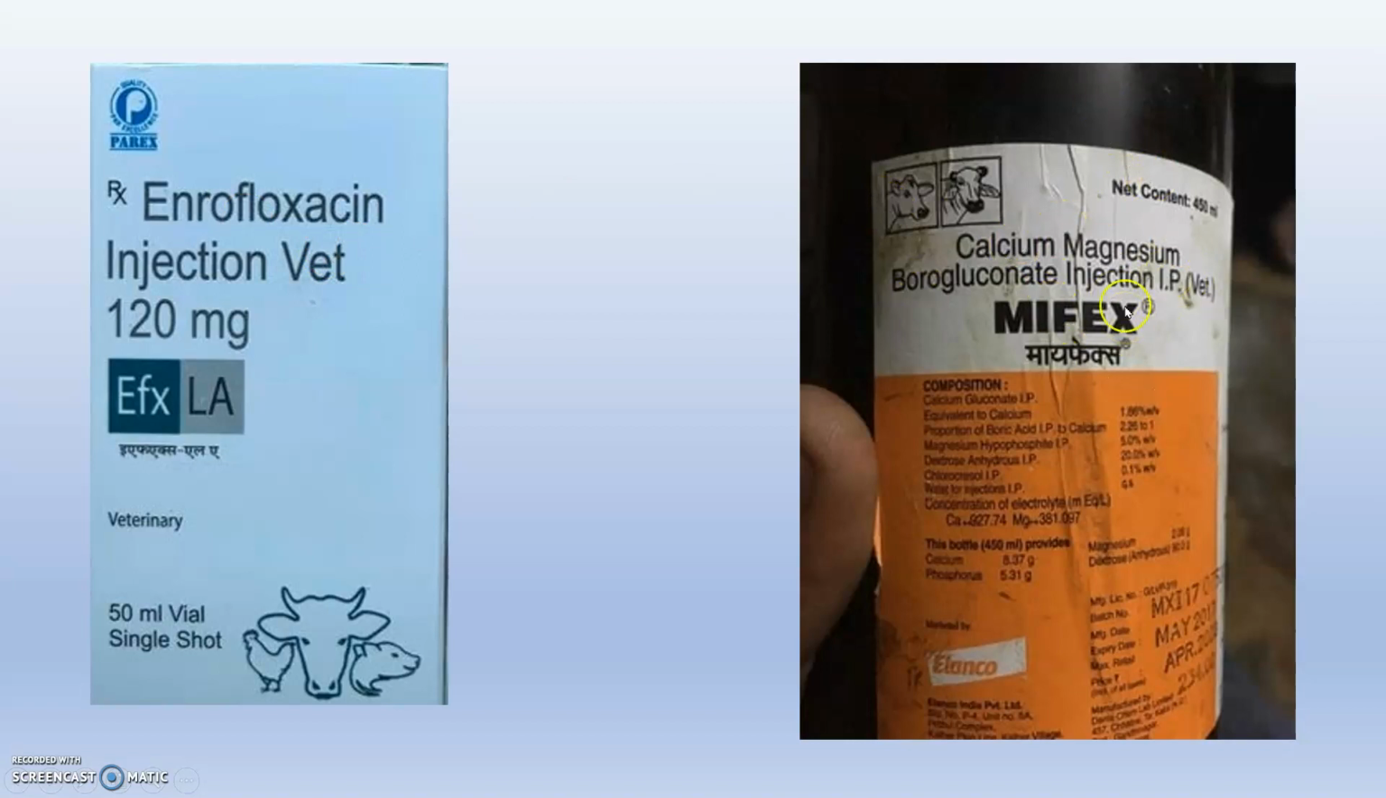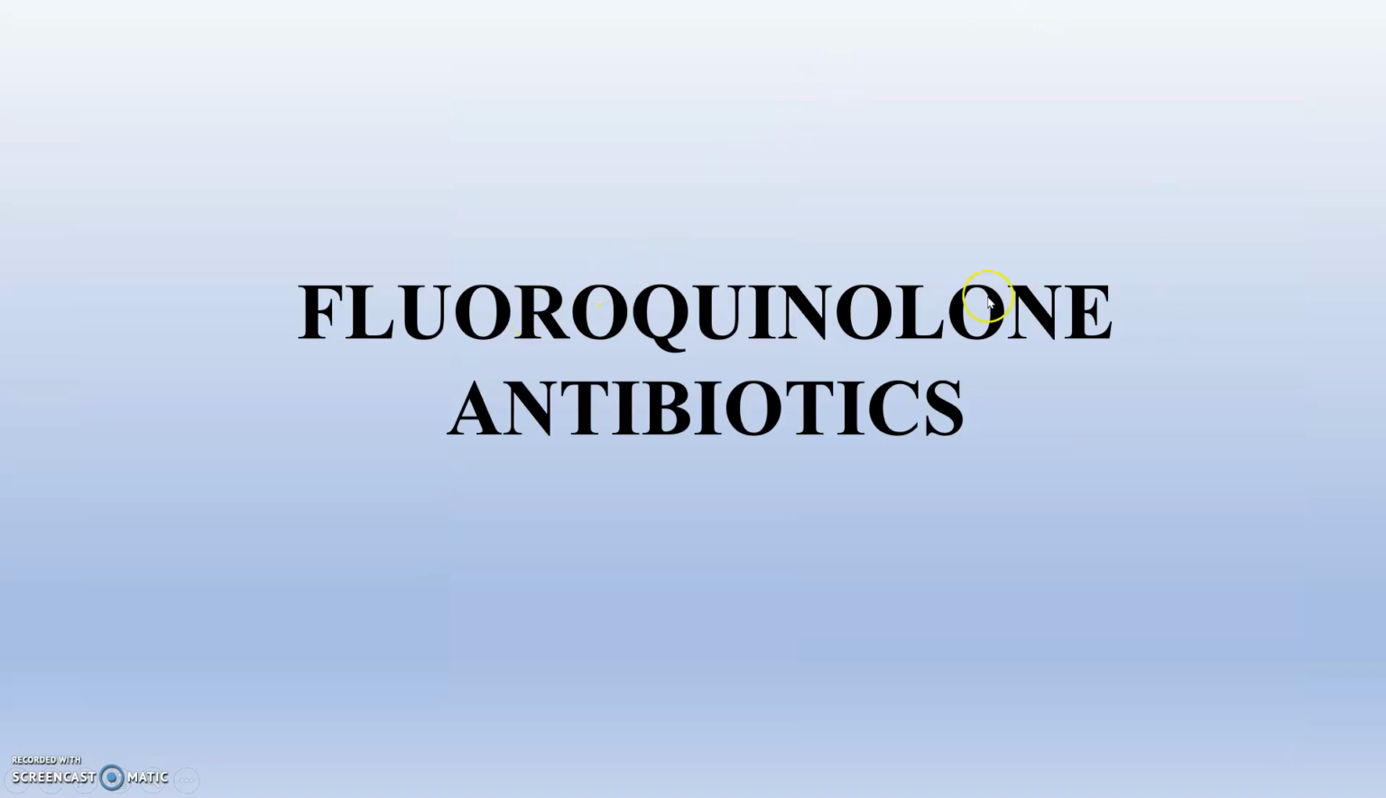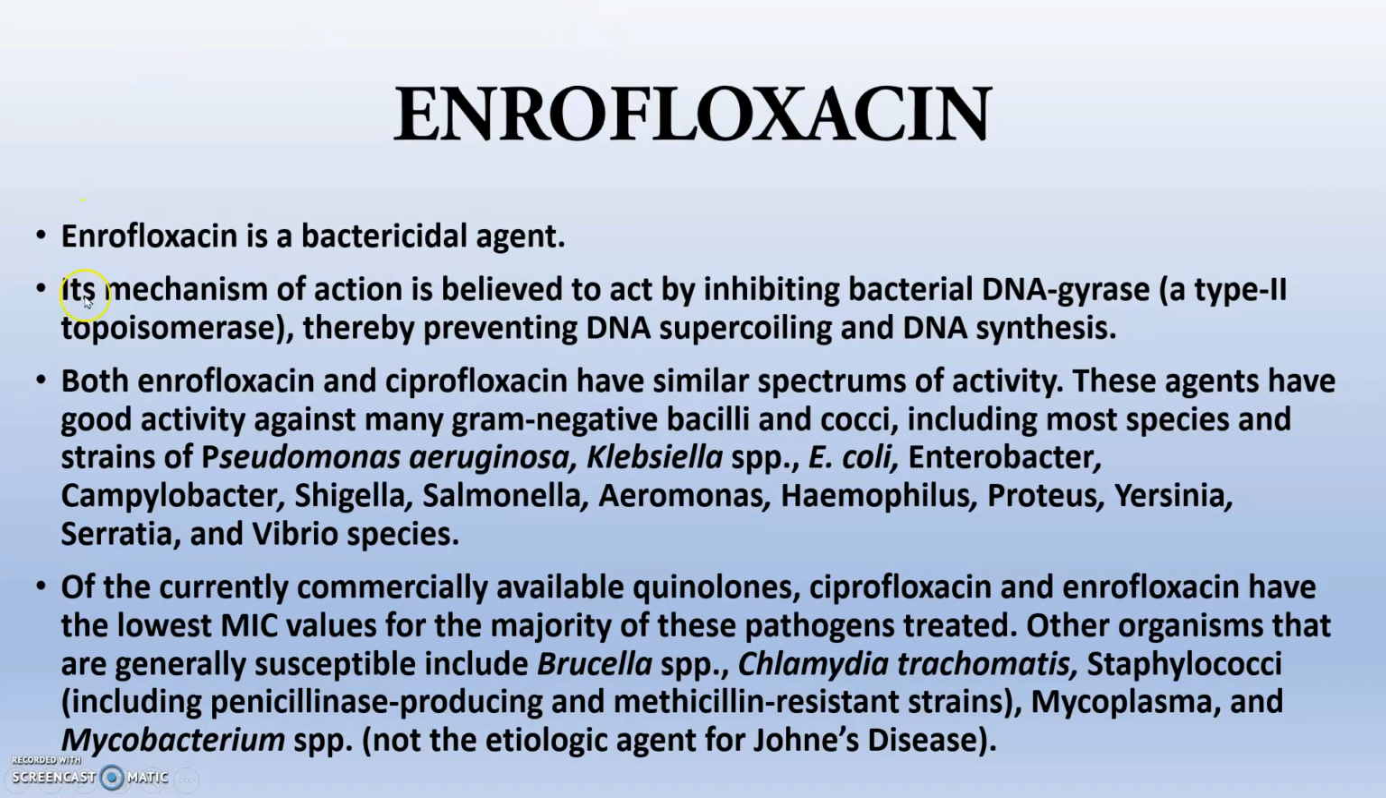That is in case of downer cow, the hypomagnesemic tetany, grass tetany, or in case of milk fever also. They belong to fluoroquinolone antibiotics. It is a bactericidal agent, and the mechanism of action you can see, that is inhibition of the bacterial DNA gyrase, that is type 2 topoisomerase enzyme, thereby preventing DNA supercoiling and DNA synthesis.